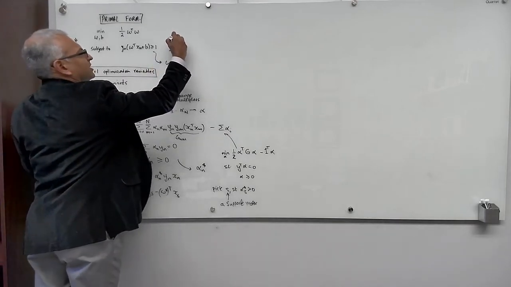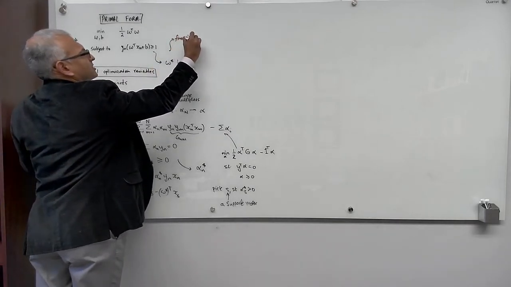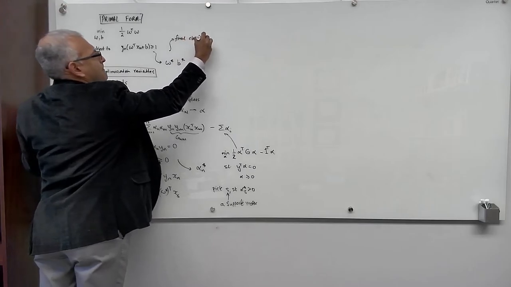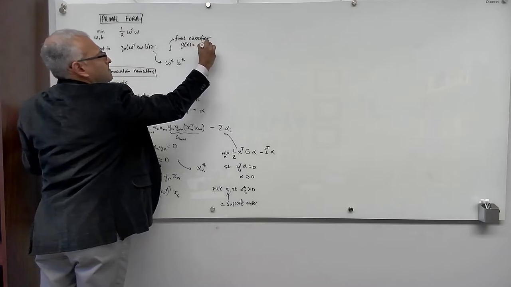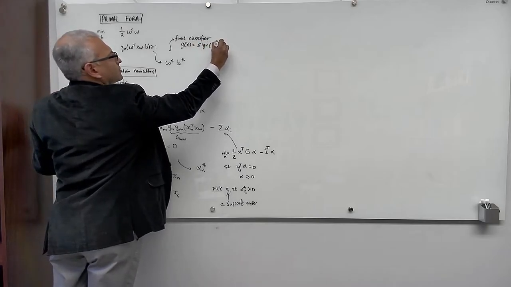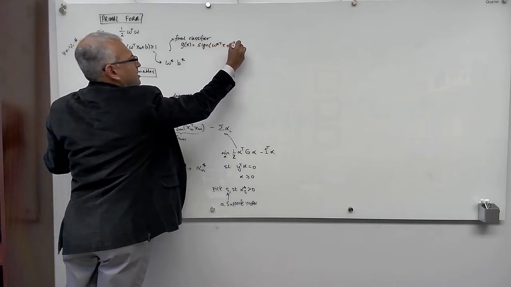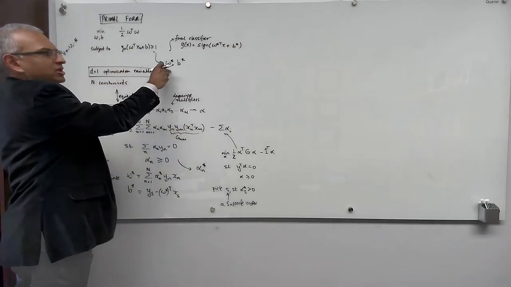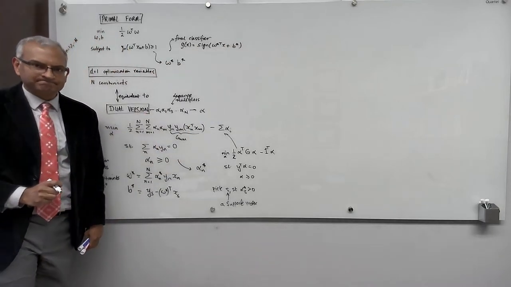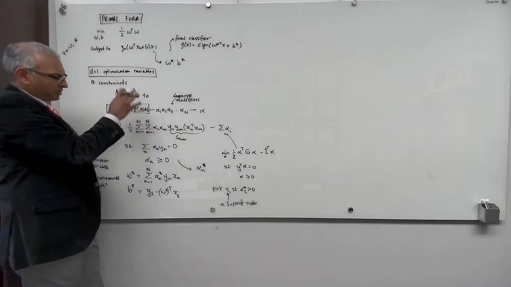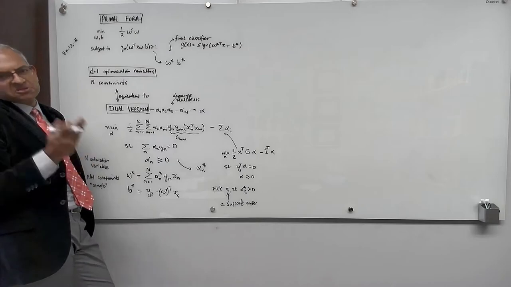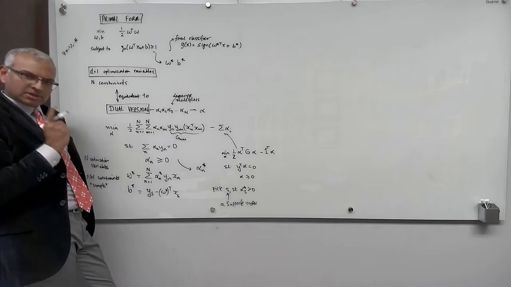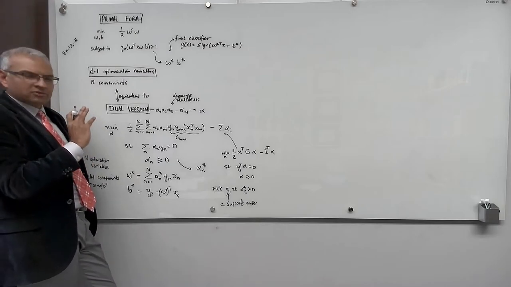So the final classifier g of x is just equal to the sign of w star transpose x plus b star. So you solve this problem, you get w star, b star, it's the sign. You can do the same thing here. You can solve this problem, you can get w star, b star, and you can plug it into that final hypothesis, exactly the same.